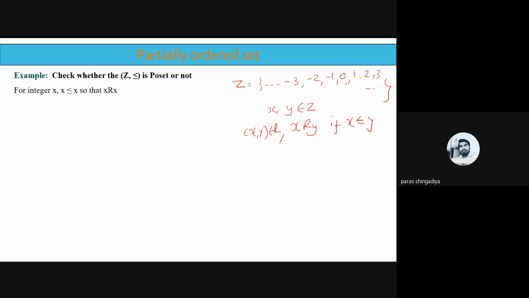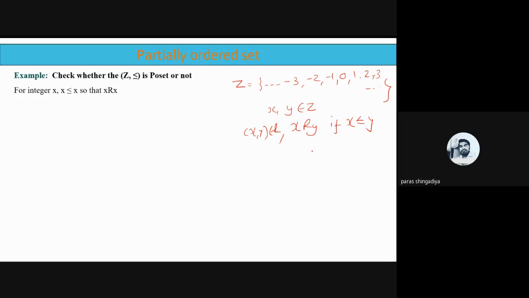So the pairs you can consider are (0, 1), (0, 2), (0, 3), (-1, 0), (-2, 0), (-2, -1). These pairs you can consider in the relation, which satisfy x less than or equal to y. So now let us check whether it is reflexive, antisymmetric, and transitive or not. For the reflexive case, we'll check that for every x belonging to Z, (x, x) belongs to R or not.